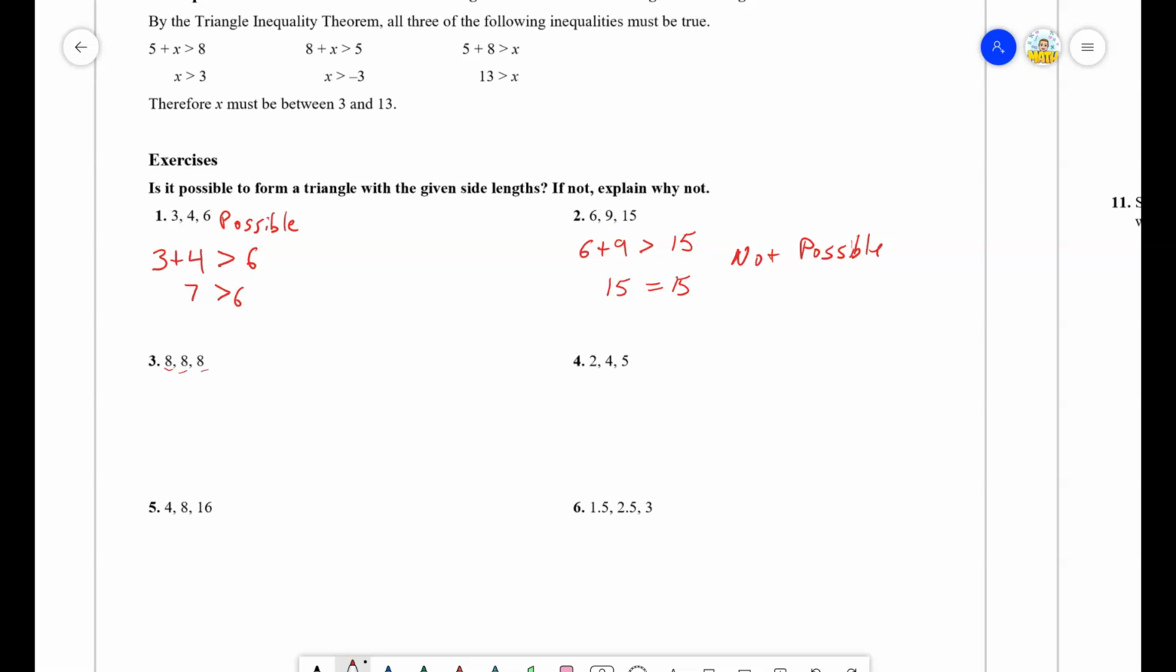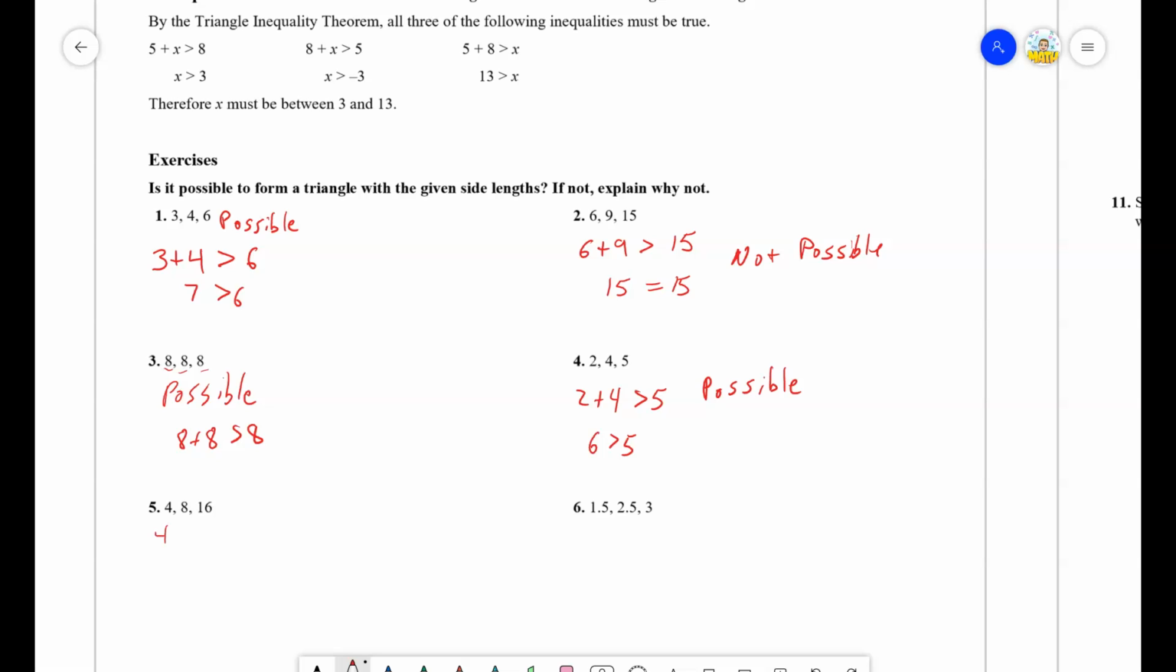This will be an equilateral triangle. That's always going to be possible. If all 3 are the same, then that means any two sides are going to add up to be bigger than the third side, right? 8 plus 8 is greater than the third side, 8. Okay. In this case, we have 2 plus 4, the two smaller sides. Is that greater than 5? And it is. 6 is greater than 5, so this would be possible. Okay. We can make a triangle with those 3 sides.